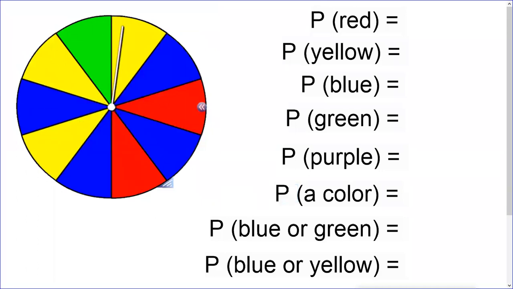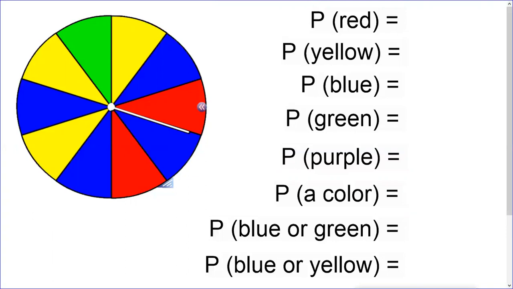All right, here we have a little spinner game. If you counted all the segments on the spinner, there's actually 10 different things that it could land on. So let's look at the probability of each of these outcomes. What would be the probability of you landing on a red?